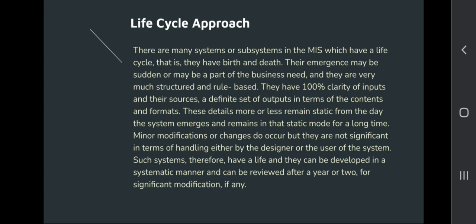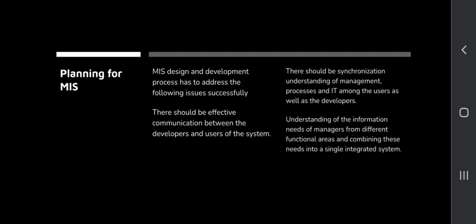There are many systems or subsystems in the MIS which have a life cycle. That is, they have birth and death. Their emergence may be sudden or may be part of the business need, and they are very much structured and rule-based. They have 100% clarity of inputs and their sources, and a definite set of outputs in terms of the contents and formats. These details more or less remain static from the day the system emerges and remain in that static mode for a long time. Minor modifications or changes do occur, but they are not significant in terms of handling by either the designer or the user of the system. Such systems can be developed in a systematic manner and can be reviewed after a year or two for significant modification.